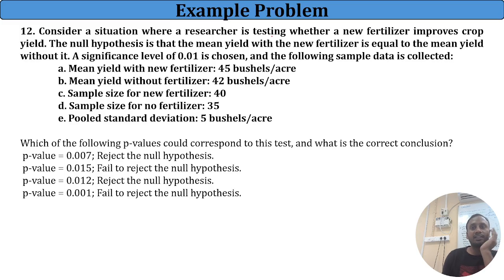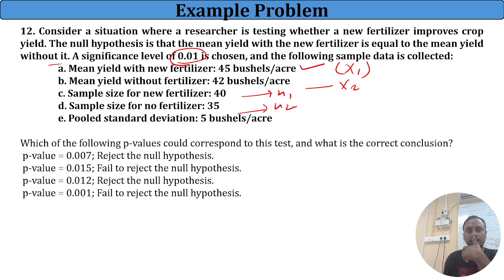Consider a situation where a researcher is testing whether a new fertilizer improves the crops or not. The null hypothesis is that the mean yield with the new fertilizer is equal to the mean yield without it. A significance level of 0.01 is chosen, following which sample data is collected: mean of yield x1, x2, n1, n2, sigma p.